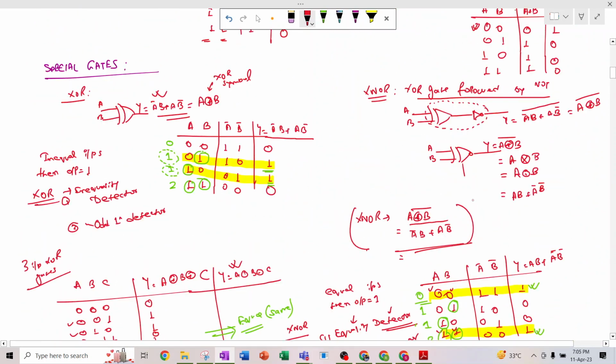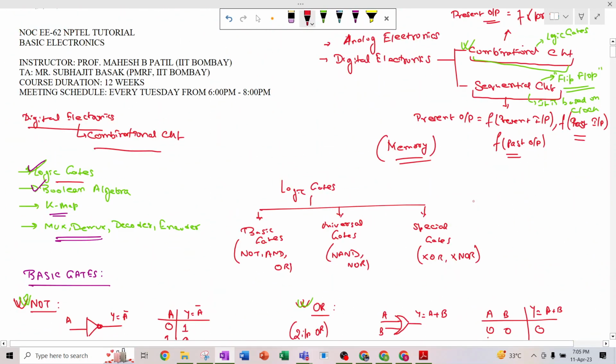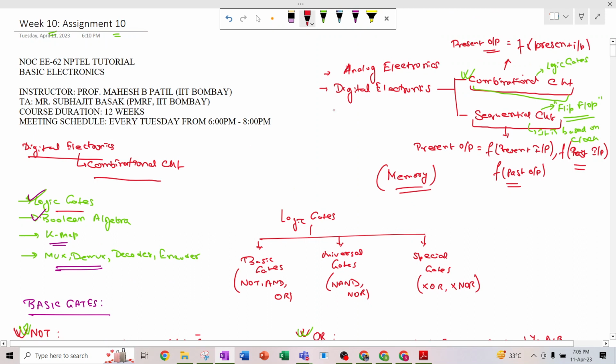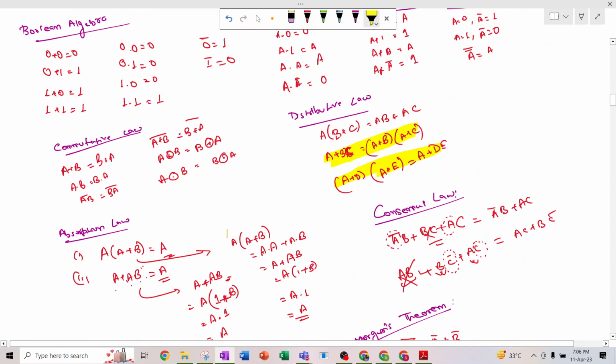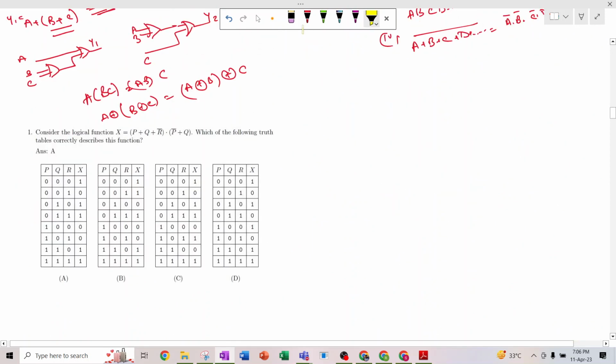So these are some Boolean algebra concepts that we have already discussed. These two, the logic gates and Boolean algebra, are the basic things to form combinational logic circuits. Similarly, we will discuss the K-map also while solving some assignment problems, and also multiplexer, demultiplexer, decoder, encoder problems. So now we'll start to solve one by one.